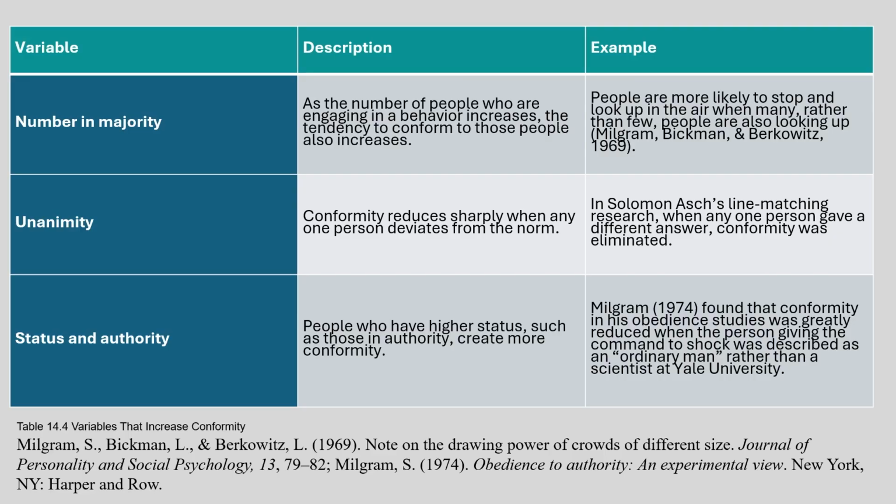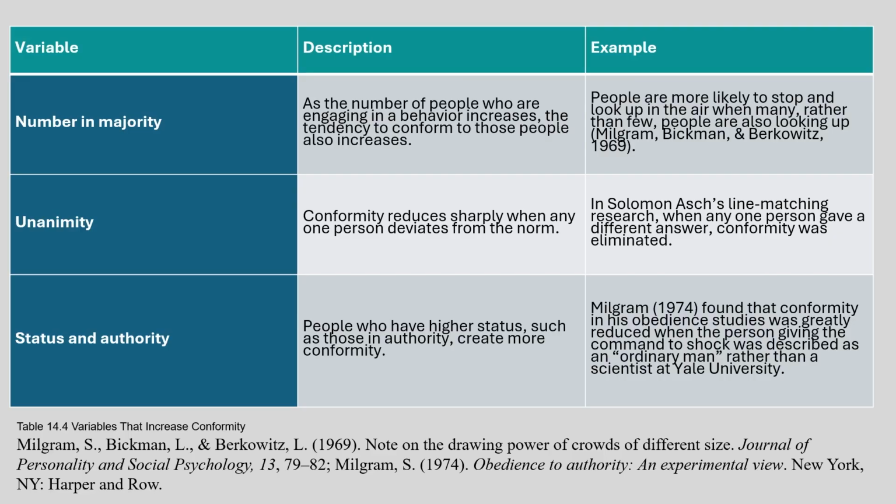Unanimity. Conformity reduces sharply when any one person deviates from the norm. In the line study that we looked at in the previous lecture, we saw that when any one person gave a different answer, the conformity was kind of ruined. People were willing to go along with it as long as one person disagreed with the group besides them.